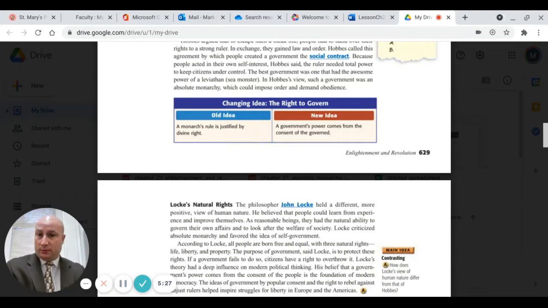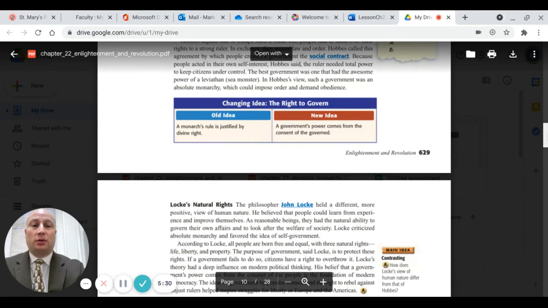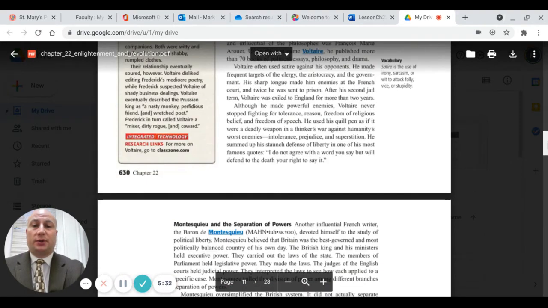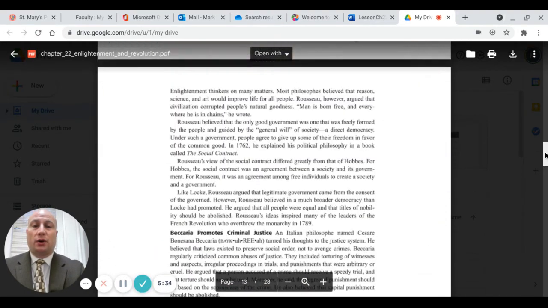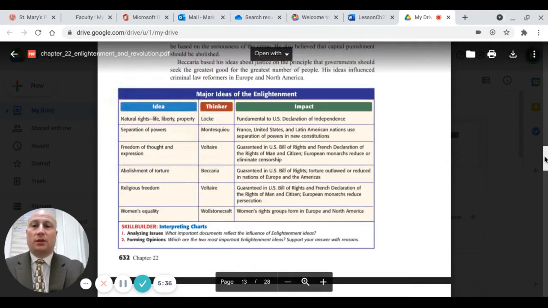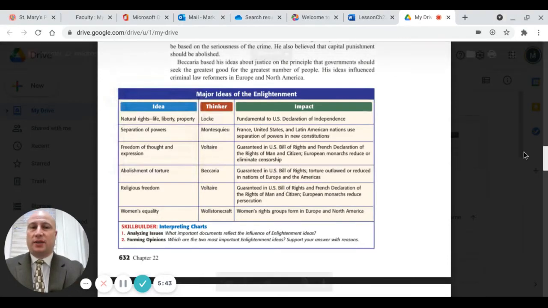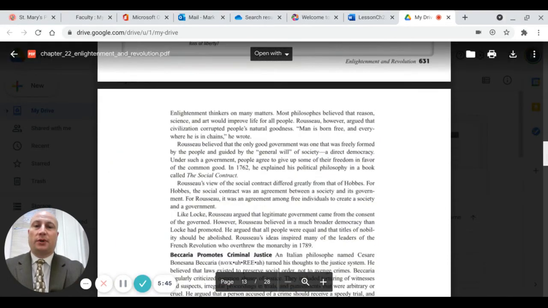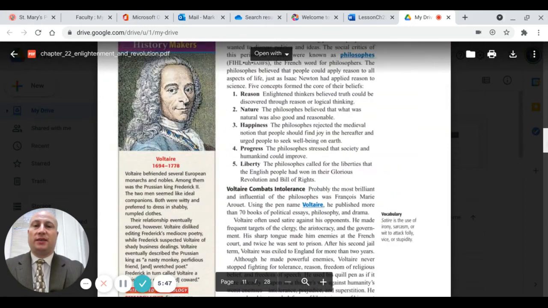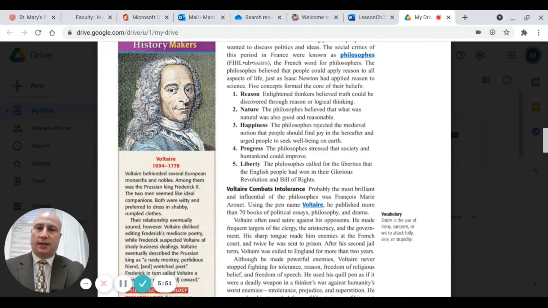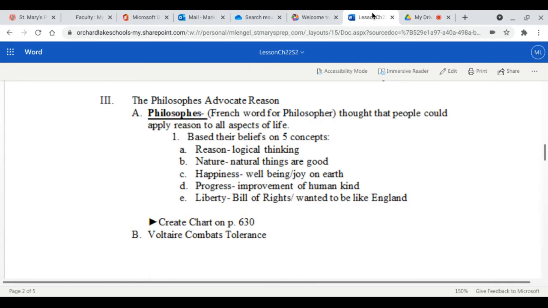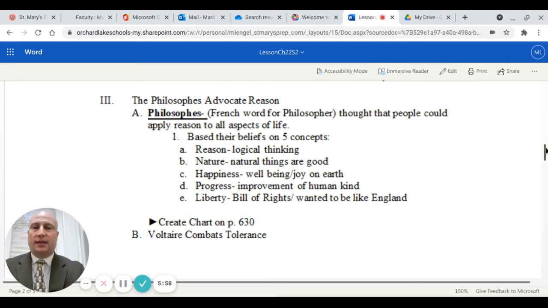Now, there is a chart for those of you who have this textbook that goes through all of the different thinkers, and the ideas that they came up with that we're going to cover today, and sort of the impact that those thinkers had. But right now, what we're going to take a look at is some of the beliefs of the Philosophes right here. This chart kind of talks about each of those things that I just went over in a little bit more depth. Okay, we're going to take a look at some of the Philosophes.